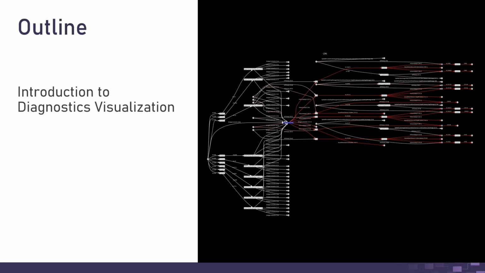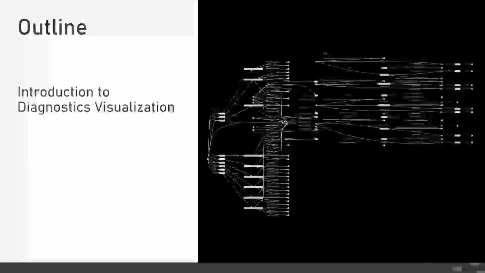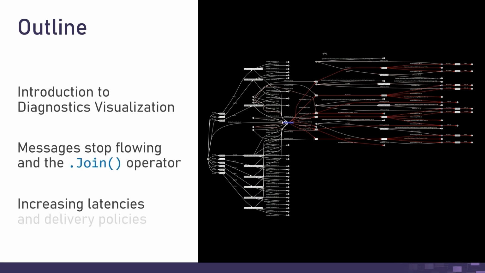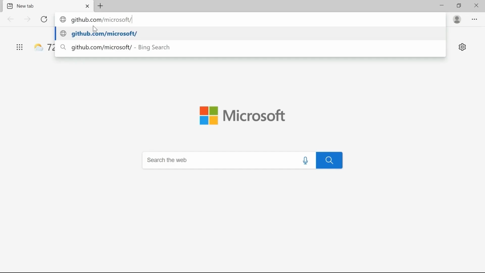In this session, we'll introduce you to the visual tools that Psi provides to let you quickly and intuitively diagnose problems in a Psi application. Then we'll show you some techniques for using these tools to solve a couple of simple but nevertheless common problems that may be encountered in Psi applications. One in which messages appear to stop flowing, and another in which we observe ever-increasing message latencies. In the process, we'll introduce two other core Psi constructs, the join operator for fusing streams and delivery policies. So let's start with a brief introduction to the tools.